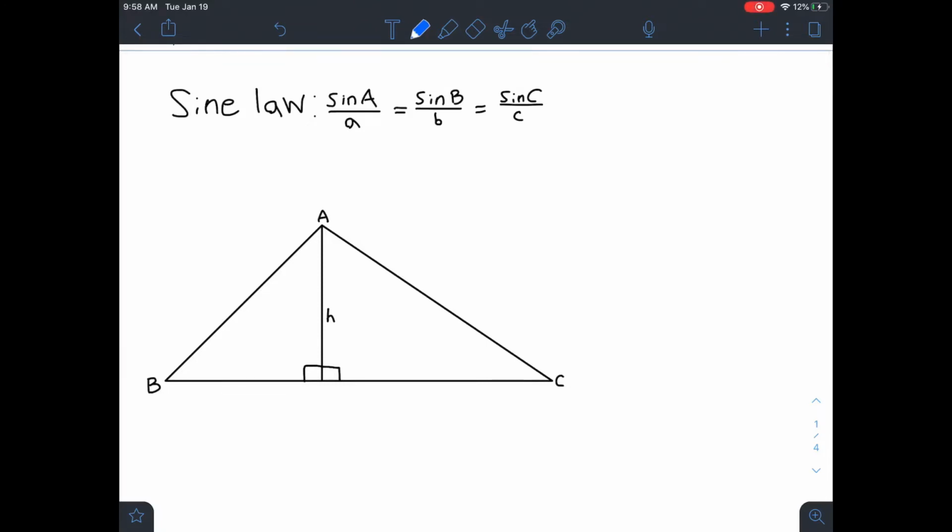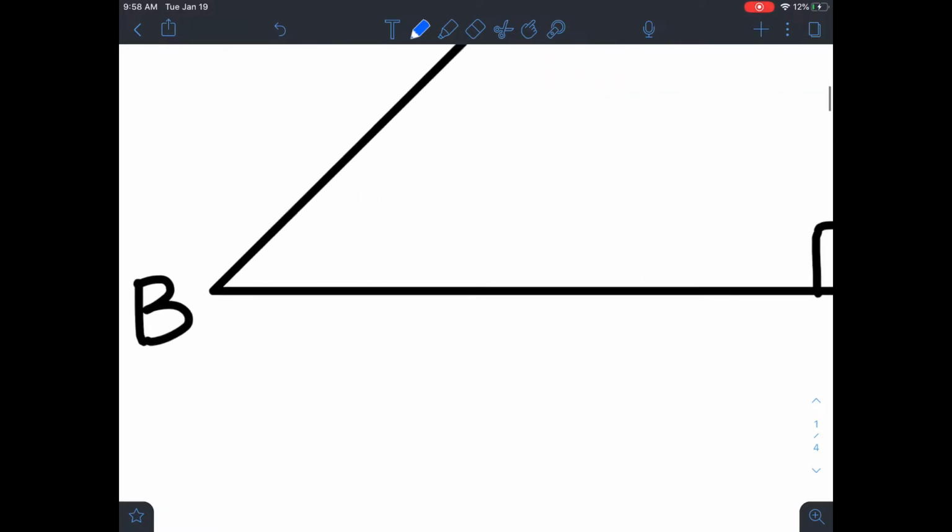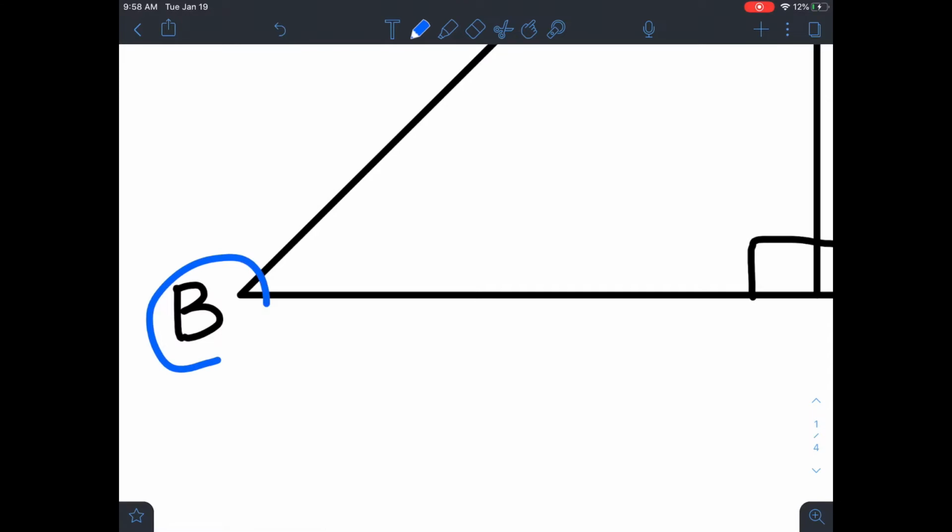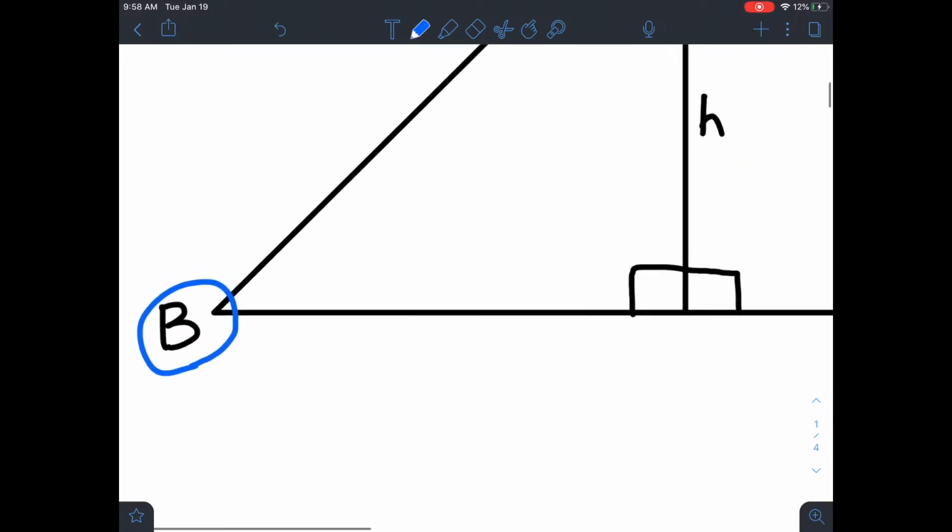Today, I'll be teaching you about sine law. Sine law is a very simple way of finding angles or sides of a triangle. First, I'll teach you how it works. So let's use this angle, angle B.